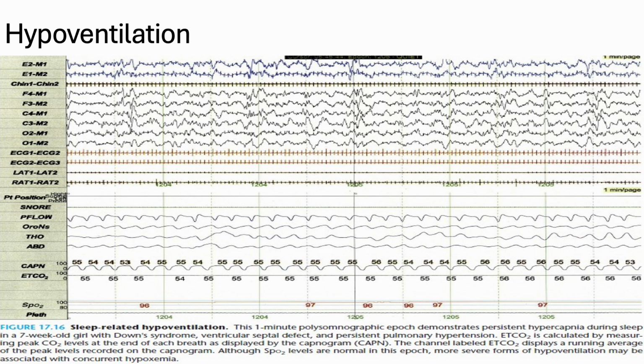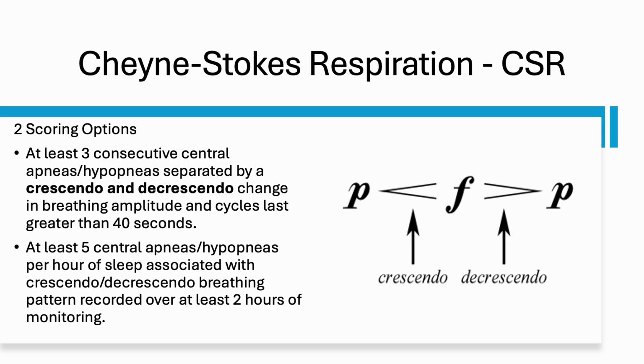Hypercapnia is the condition of having too much CO2, and that is caused by hypoventilation. Here we can see the capnograph is consistently averaging between 54 and 55 millimeters of mercury. This is hypoventilation. I personally haven't seen hypoventilation on children, but I have seen hypercapnia in morbidly obese patients. It's hard to really capture because these patients usually are continually arousing from obstructive events.